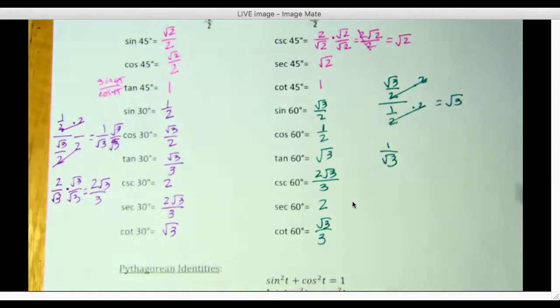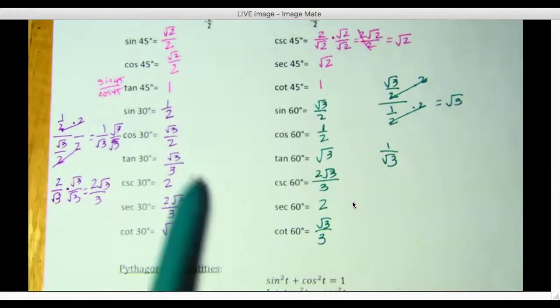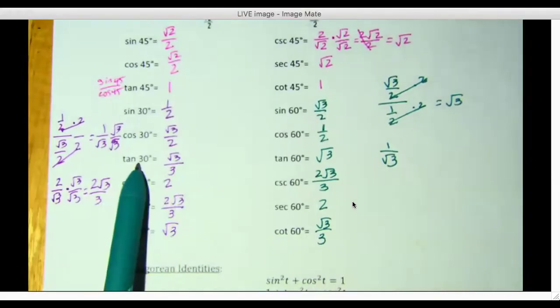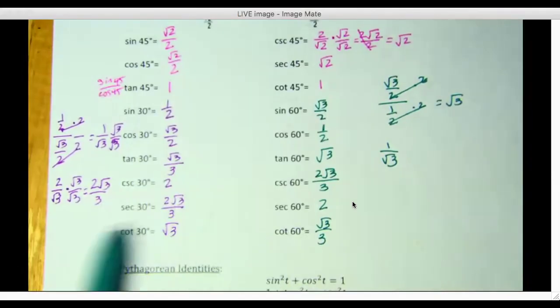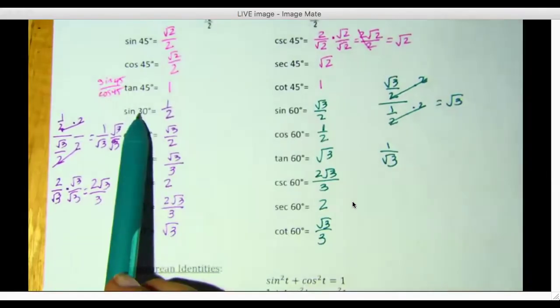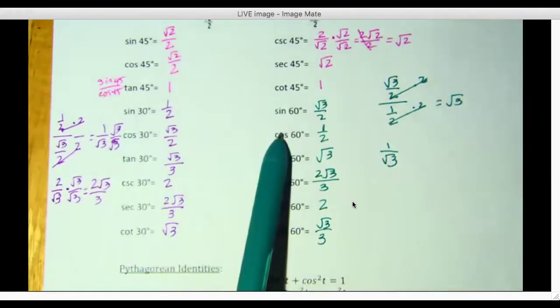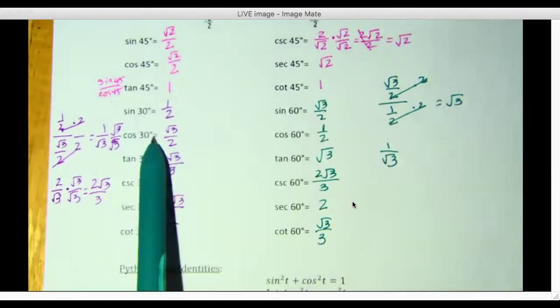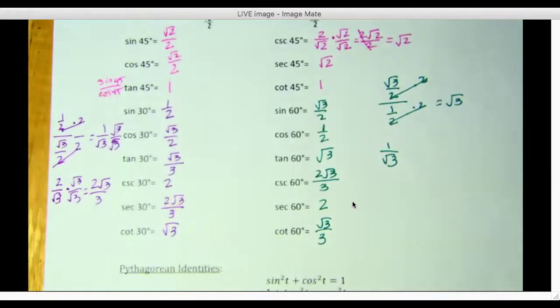So you see these are called cofunctions here. Cotangent and tangent, tangent of 30 is the same as cotangent of 60. And sine of 30 is the same as cosine of 60. And sine of 60 is the same as cosine of 30. These are called cofunctions. And we'll see these formulas or these identities written out in our notes momentarily.